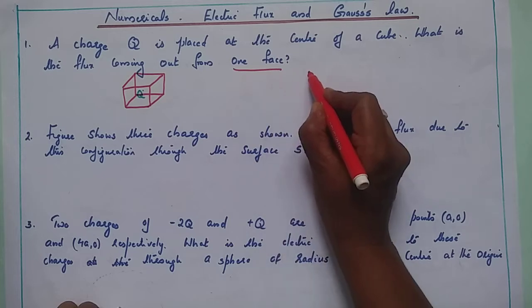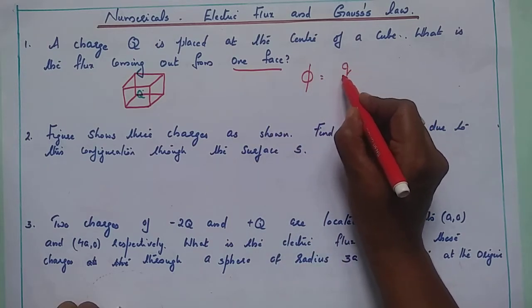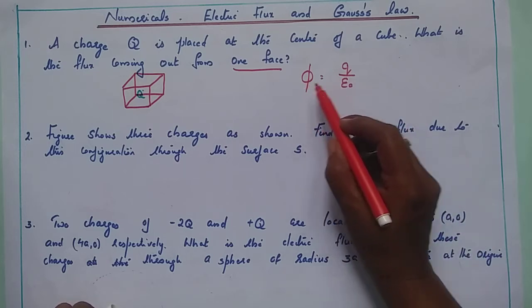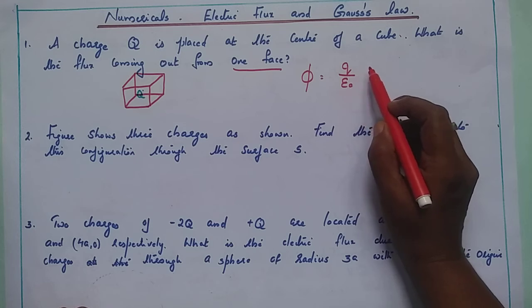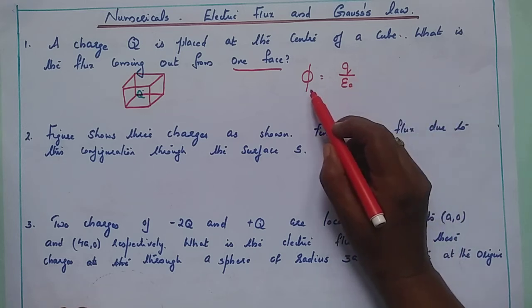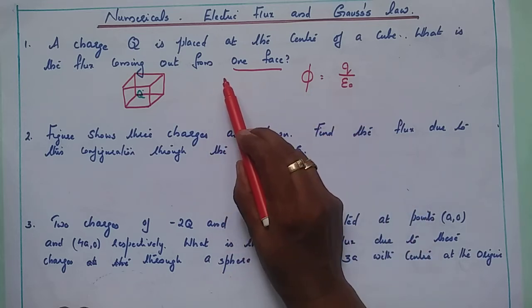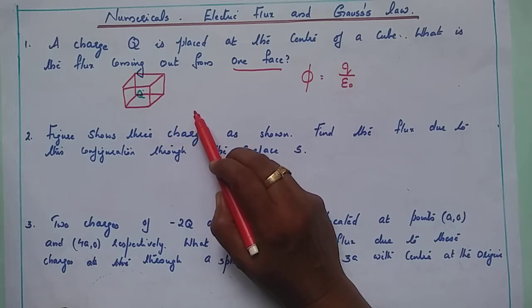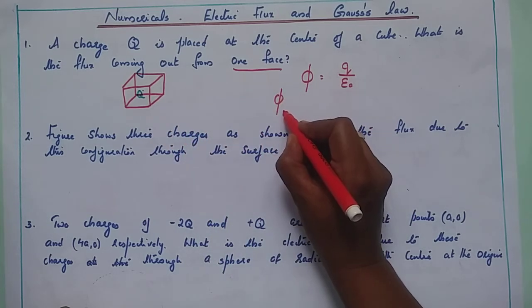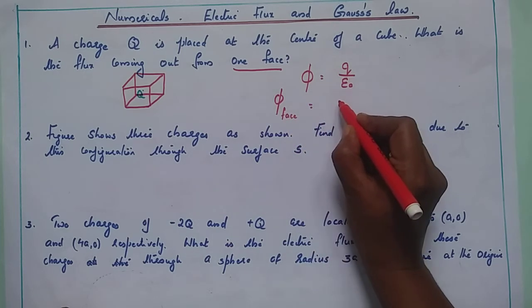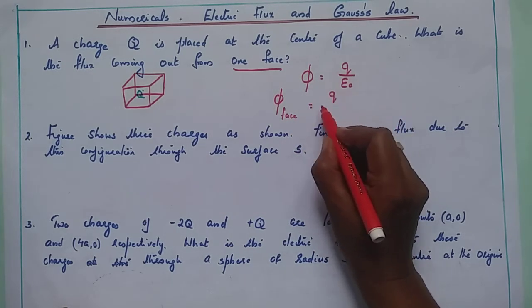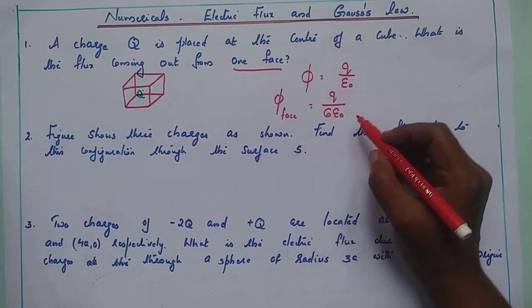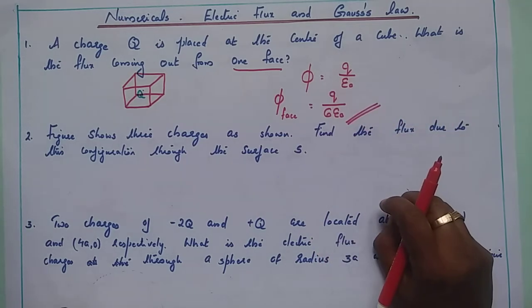We know from Gauss's theorem the total electric flux: phi equals Q upon epsilon 0. That is, the total flux passing through the surface is equal to 1 by epsilon 0 times the charge enclosed. Here we have to find the flux coming out from one face. In this cube, how many faces are there? 6 faces. So since 6 faces are there, the flux coming out from one face is Q divided by 6 epsilon 0. Clear? That is the final answer.